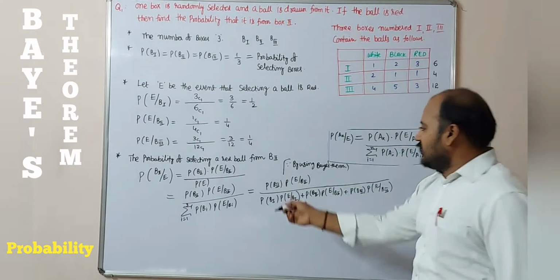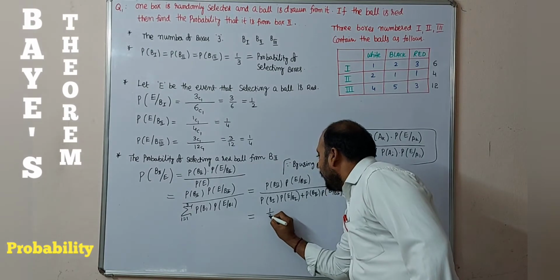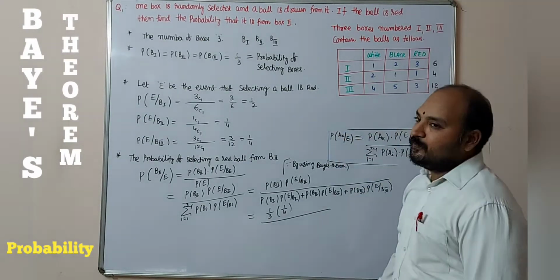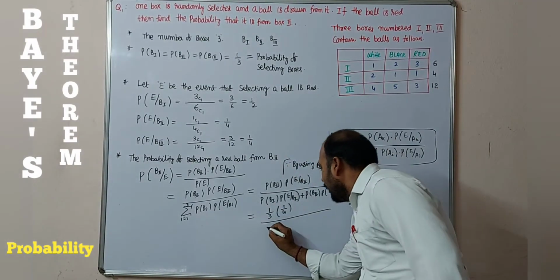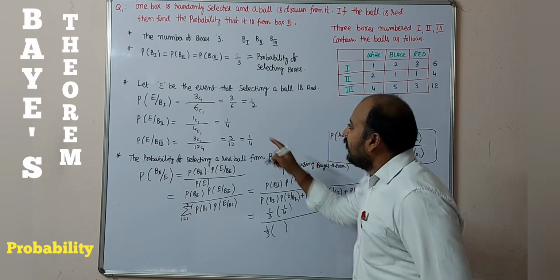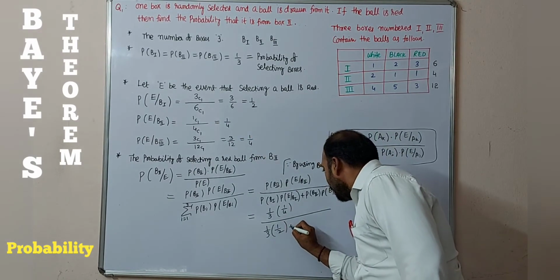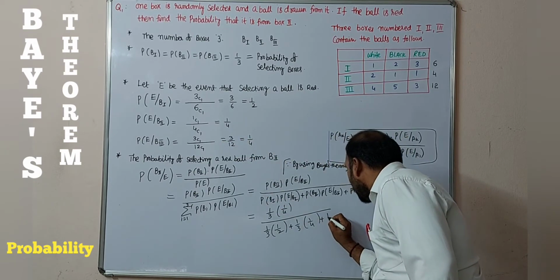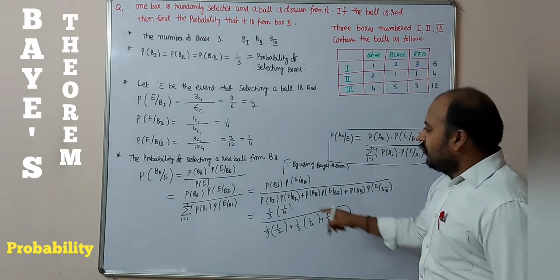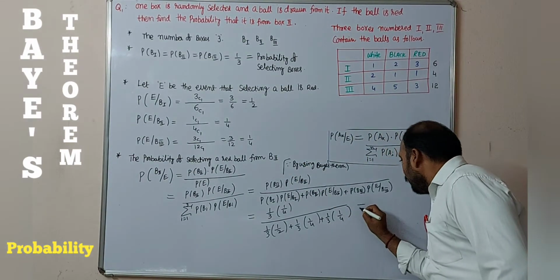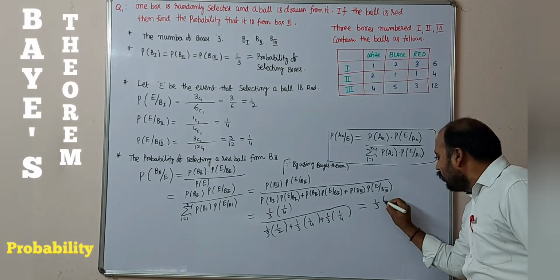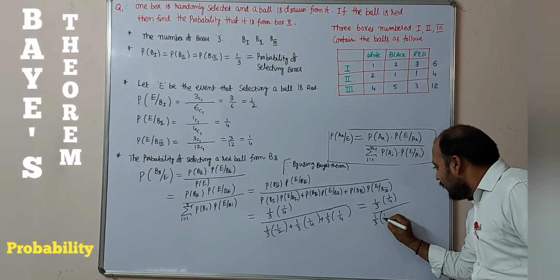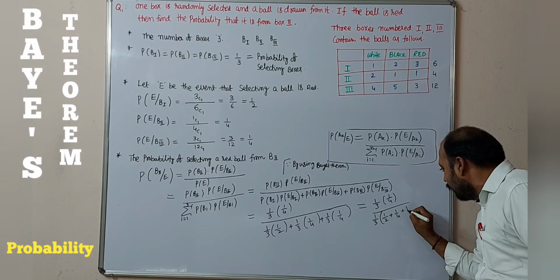So now substitute the respective values. 1 by 3 into 1 by 4, P of E by B2 value, whole divided by P of B1 value, which is 1 by 3 into P of E by B1, 1 by 2, plus 1 by 3 into P of E by B2, 1 by 4, plus 1 by 3 into P of E by B3, that is also 1 by 4, which is equal to 1 by 3 into 1 by 4. In the denominator all 1 by 3 take common and the rest of the terms are 1 by 2 plus 1 by 4 plus 1 by 4.